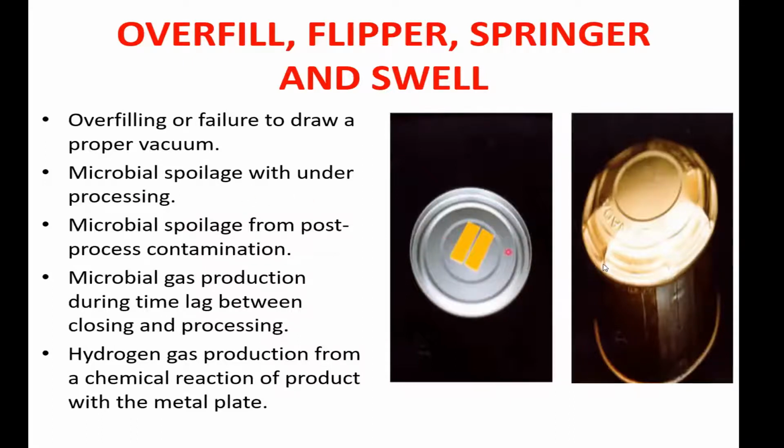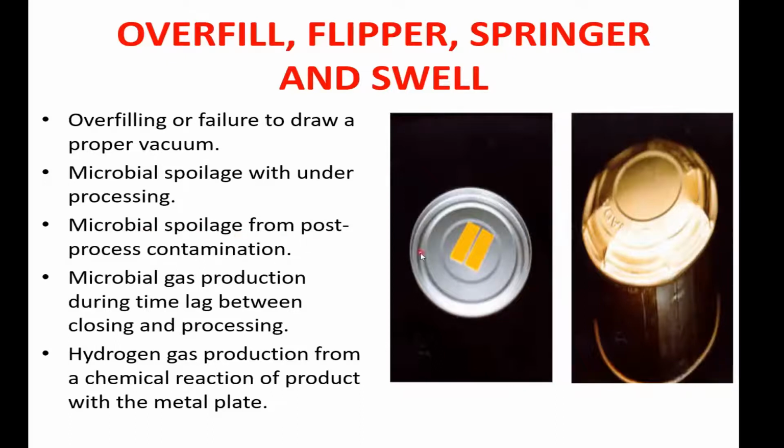Sometimes because of microbial spoilage, some bacteria may produce gas. This happens if you are not processing properly, that is, under processing. If you are not subjecting the product to the proper temperature and time, the microbes or the spores may not be destroyed. When they get a favorable condition, the spores may germinate, or the vegetative cells will multiply, and they can produce gas. So in that case also it can bulge.